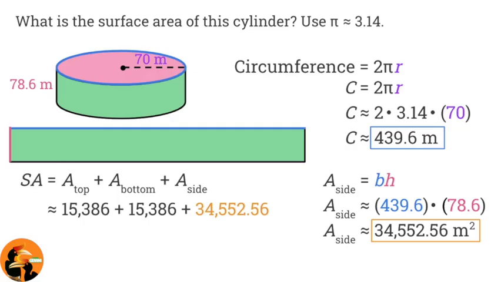15,386 plus 15,386 plus 34,552.56 is equal to 65,324.56 square meters. So the surface area of the cylinder is 65,324.56 square meters. Well done! Now you can try some more on your own.